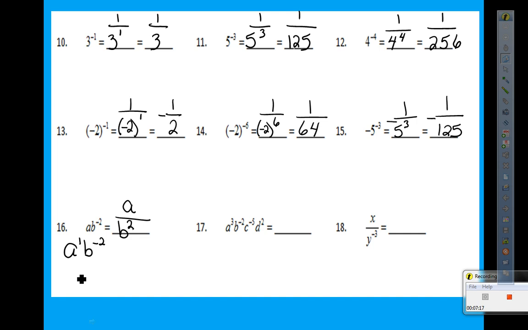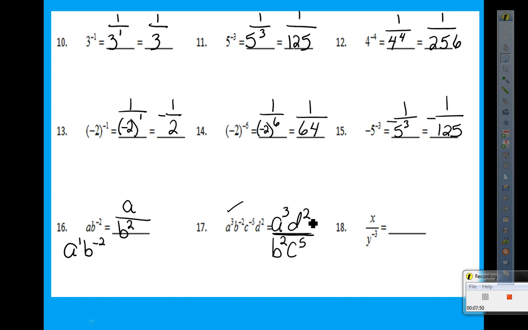When I look at my number 17, I'm going to let this be my fraction bar this time. A to the third is positive, so leave it alone. B to the negative second, there's the negative exponent, drop it to the denominator. C to the negative 5, I said negative exponent, so move it down to the denominator. D squared's in the numerator, and it's positive, so leave it alone. So there we got it.